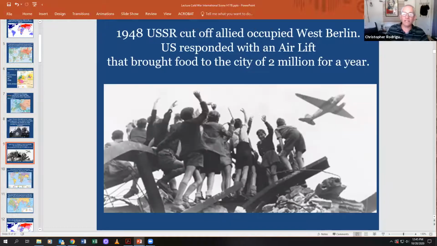So in response, the United States for a year airlifted food into West Berlin. And this just brought a lot of positivity, like, yay, America rocks. You know, screw you, Soviet Union, the United States is helping us West Berliners and keeping us fed. So this was a very good humanitarian and PR move by the United States.